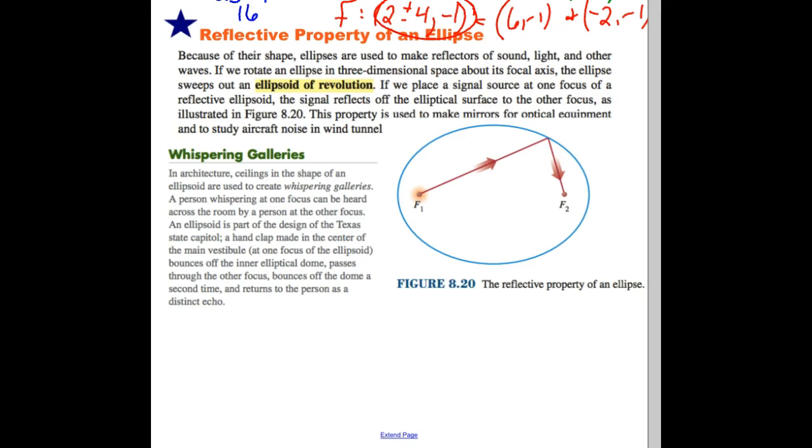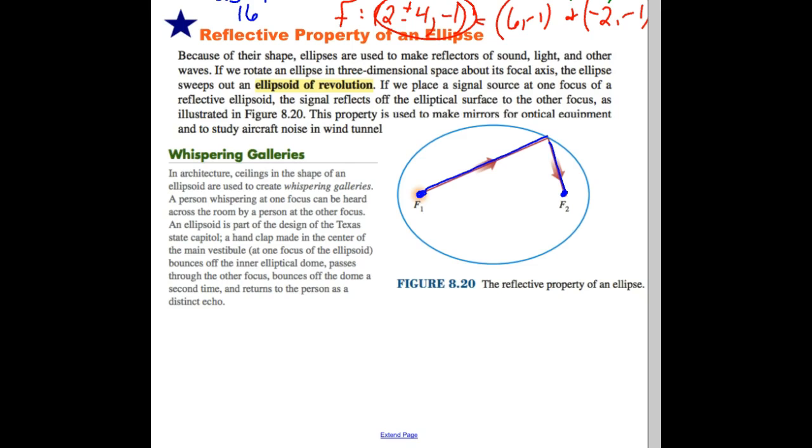So in other words, any signal here is going to bounce off the edge and be aimed at the other focus. Okay? This property is used to make mirrors and for optical equipment, and also to study aircraft noise in wind tunnels.